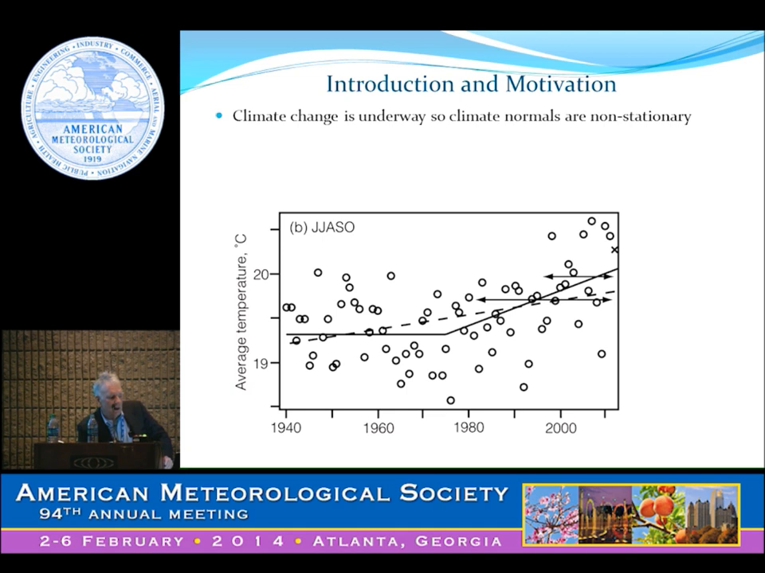So, let's see. Climate change is happening, and climate normals are non-stationary. It's a non-stationary statistic. This is a graph from a paper with Dan Wilkes showing the U.S. mean temperature for the warm period of the year. And you can obviously see the climate change signal in this data.